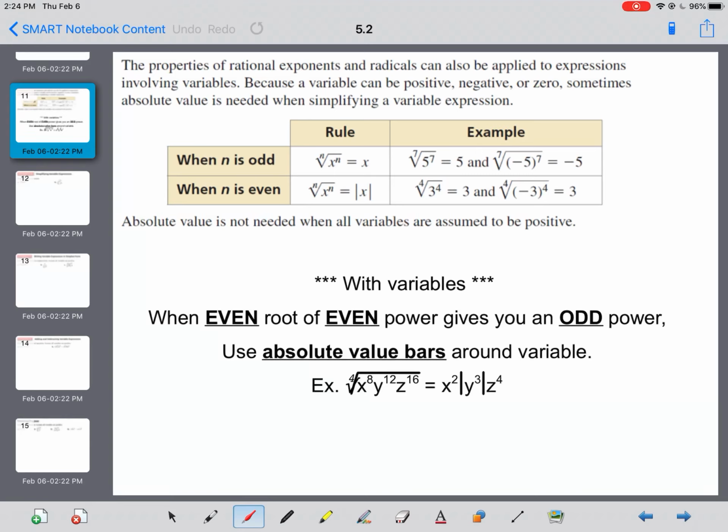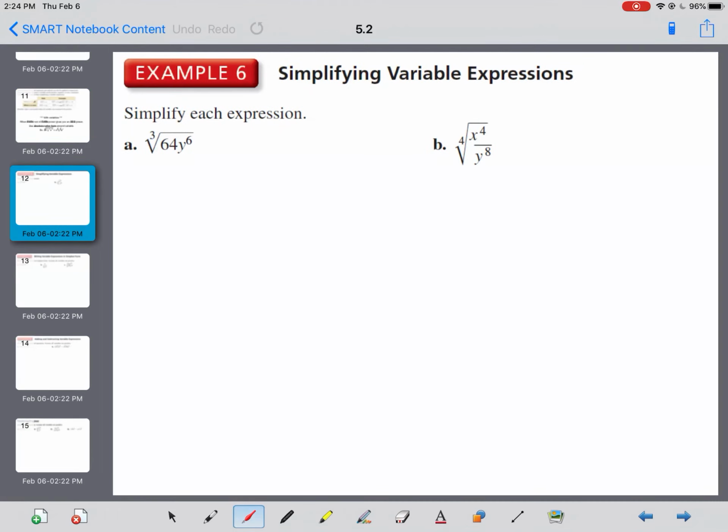So I've got an example. The fourth root of x to the 8th, y to the 12th, z to the 16th. Even root of an even power, and then we get an even, right? X squared doesn't need the bars. But an even root of an even power, and we get an odd, the y does need it, but then the z doesn't. So only the y gets it. You don't have to do it to the whole thing. So just keep that in mind as you're making your answers, because that will make the difference between a right or wrong on a quiz or a test.